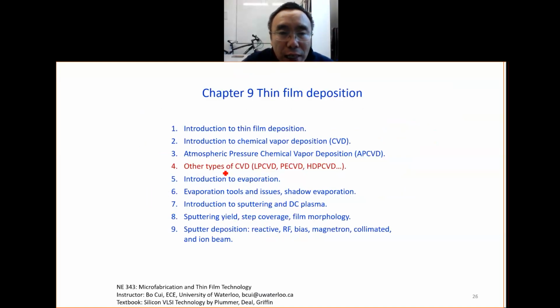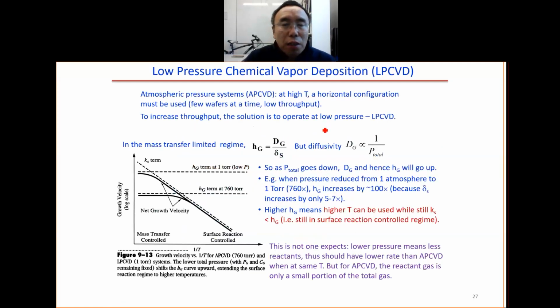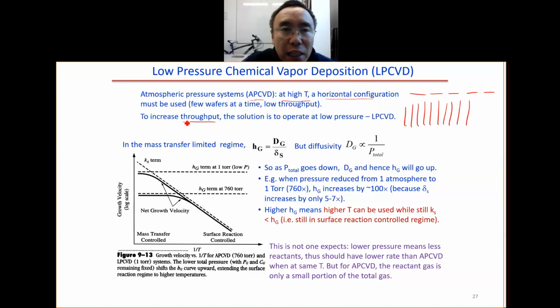So now let's look at another type of CVD, low pressure CVD. As we see, APCVD has to be done at high temperature. Then we need a horizontal configuration. We put the wafers like this. We cannot put so many wafers. So to increase the throughput, we can do LPCVD. That means I will put the wafers this way, and you get higher throughput.